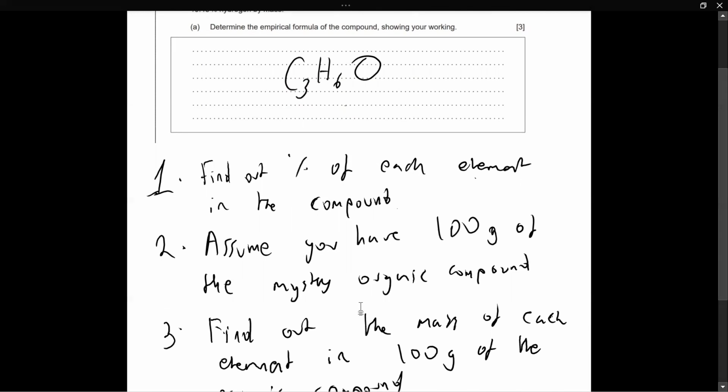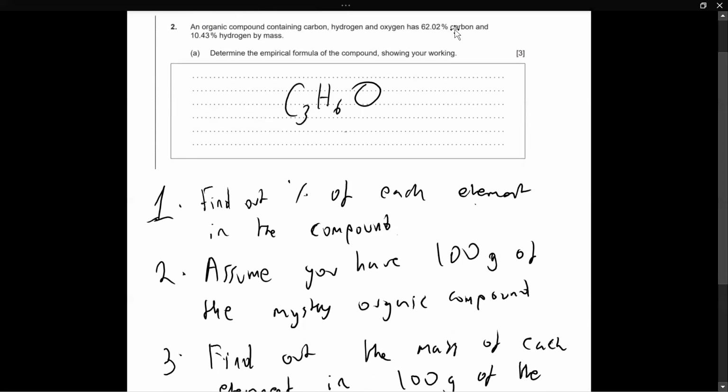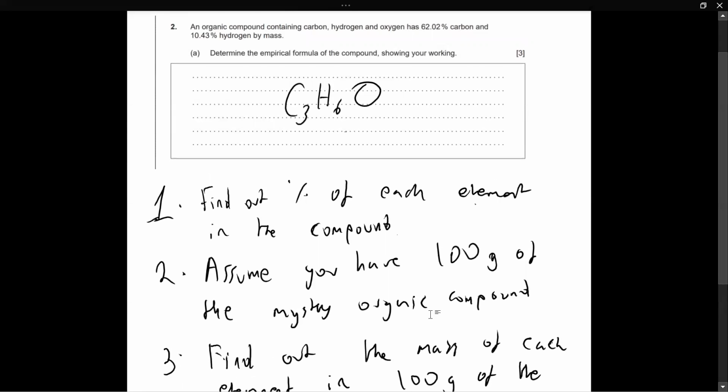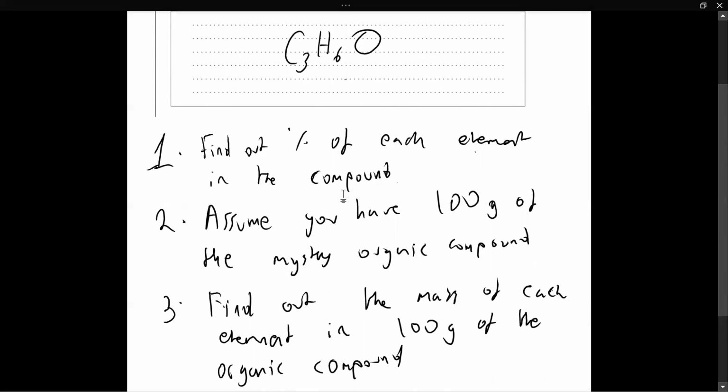So I assumed that we had 100 grams, and I found out the mass of carbon because 62.02% of 100 grams is 62.02 grams. You can see why we use 100 grams. It's just very simple to use. And we did the same for hydrogen, 10.43, and the same for oxygen. Oxygen had 27.55%. So that's it.